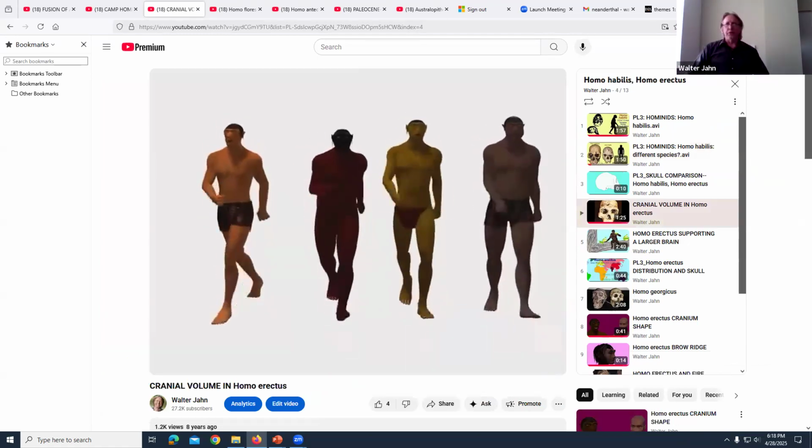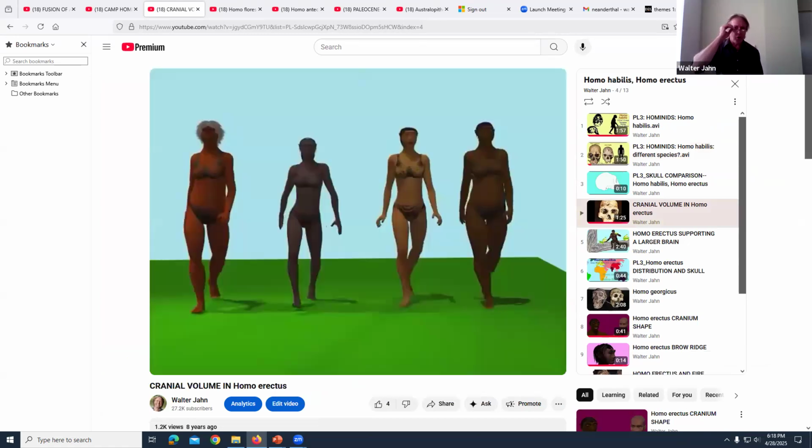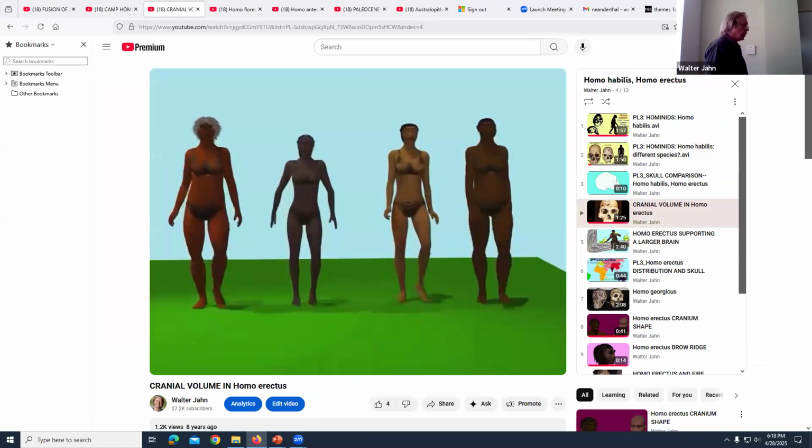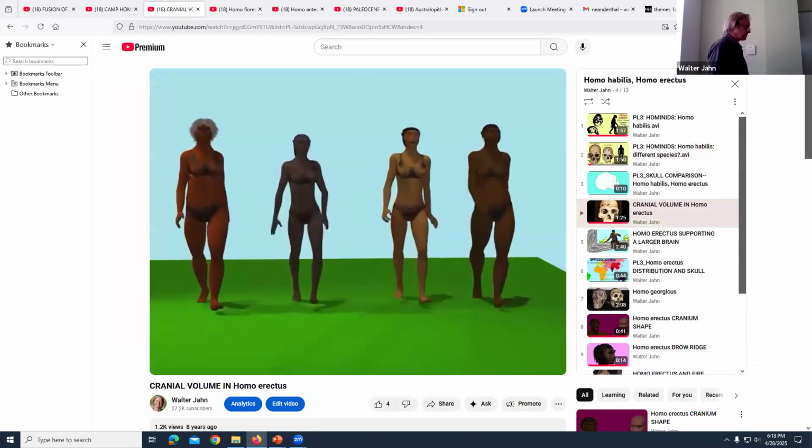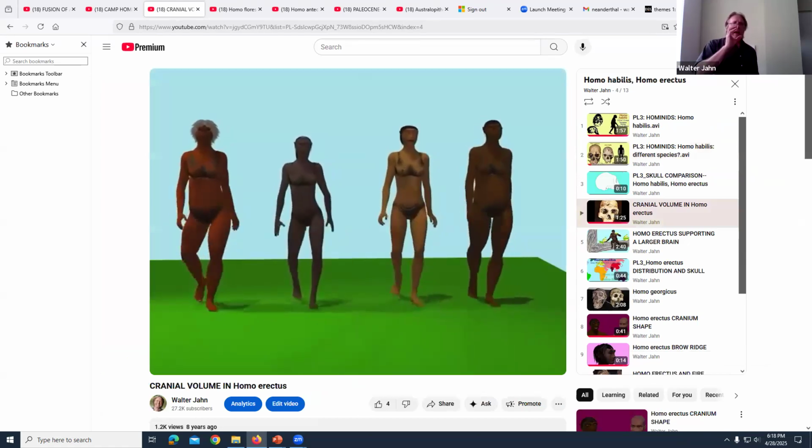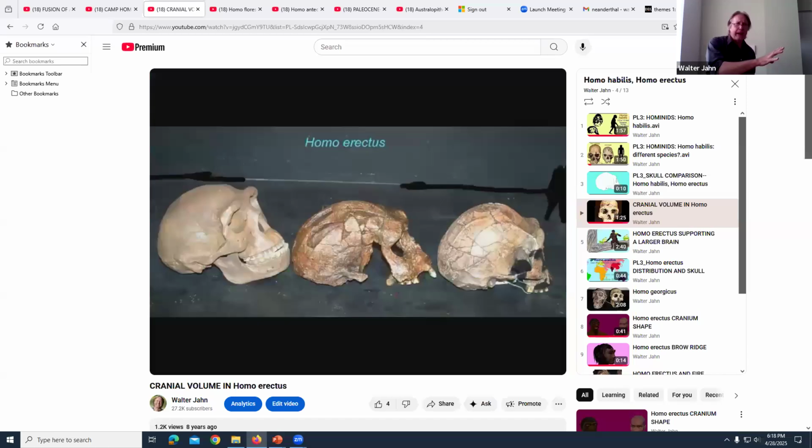All right. Now we have another group we call Homo. This we call Homo erectus. Now, the first group at the camp walked upright better than chimps.